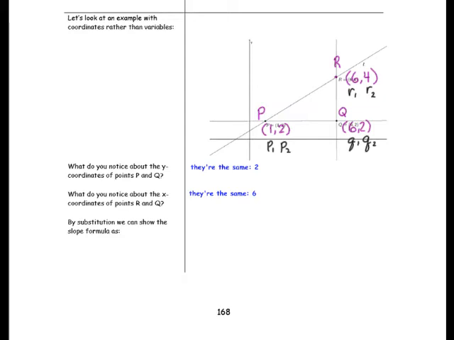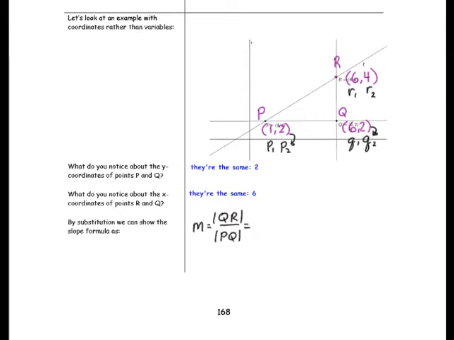Now we also notice that Q2 and P2 are equivalent to each other, and therefore they can be substituted. So by our substitution, we have the slope is equal to the distance between QR, that's our rise, over the distance of PQ, that's our run.